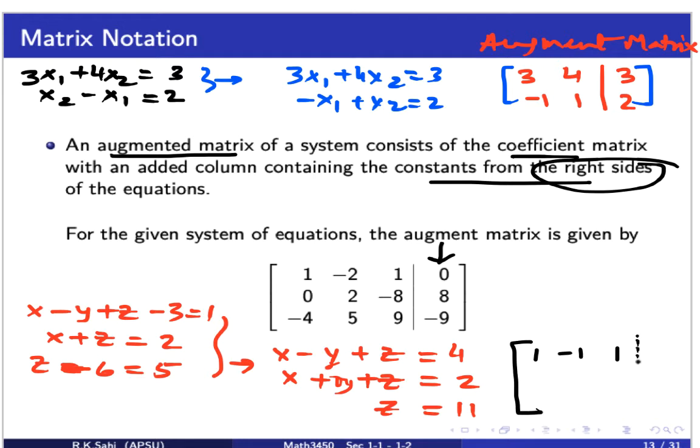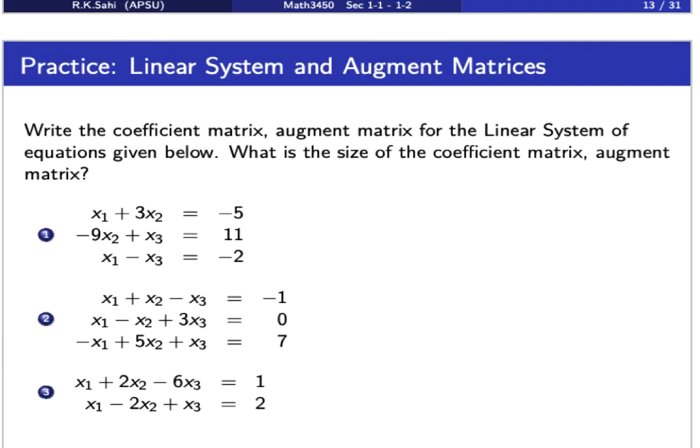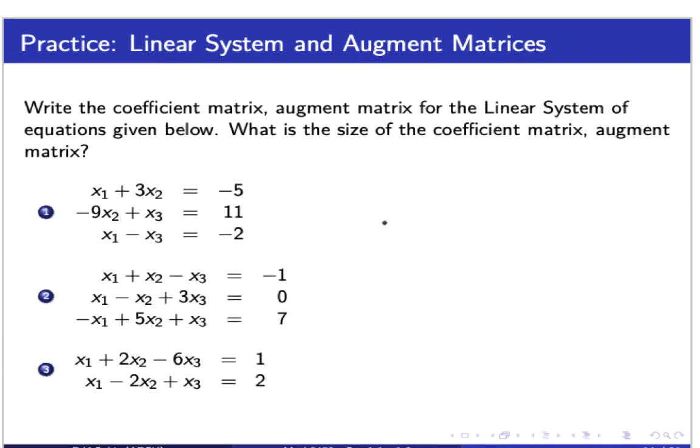Sometimes you will see a dotted line, sometimes you won't, because I'm talking of an augmented matrix. In the augmented matrix, the first equation has a 4 on the right-hand side. Now the second one: 1, 0, 1, 2. The third one is 0, 0, 1, 11. Okay, now guys, you will practice. I have written down a linear system, and you will write down the corresponding coefficient matrix and the augmented matrix.